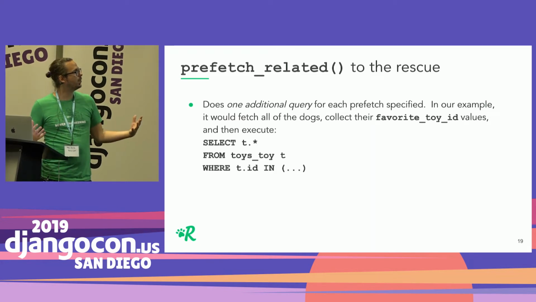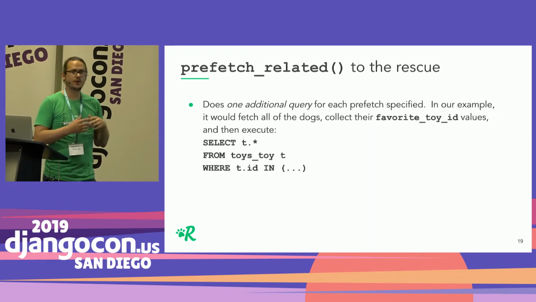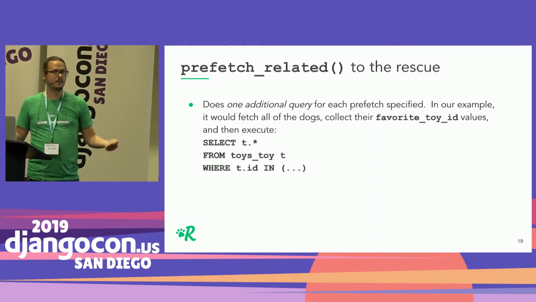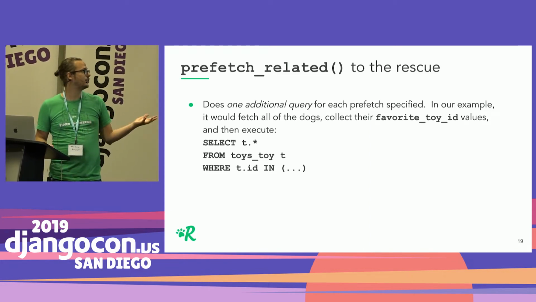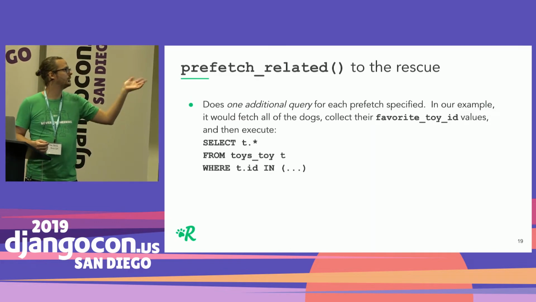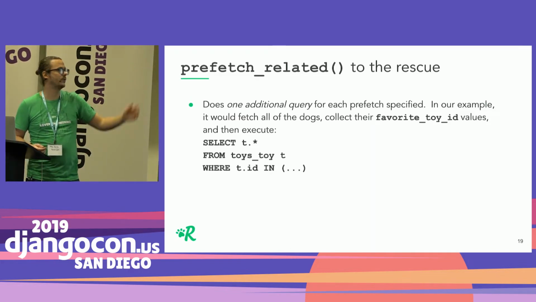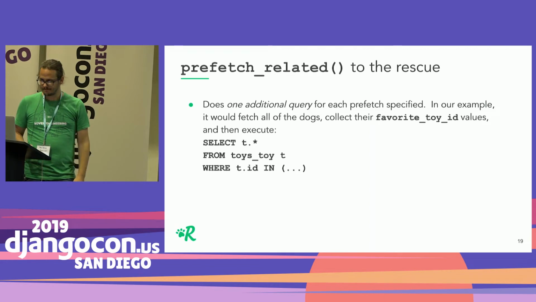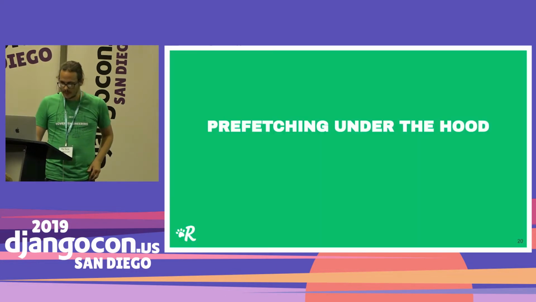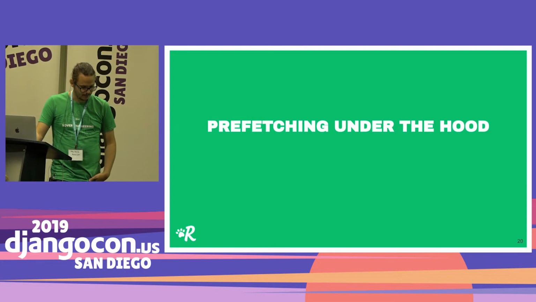Behind the scenes, it would go through, fetch all of the dogs, then iterate through that list, collect up the IDs of their favorite toys, and then execute a query something like this, where you select all of the toys where that toy's ID is in the list of favorite toy IDs that you just collected. Great. So how does Django do this? What is it actually doing under the hood? That's what we'll talk about next.